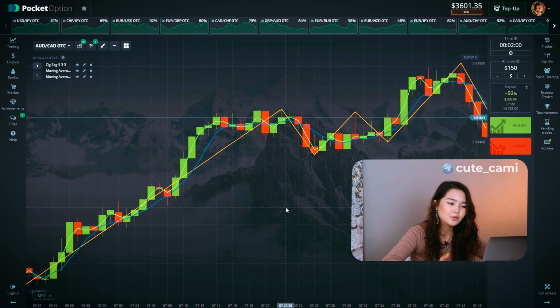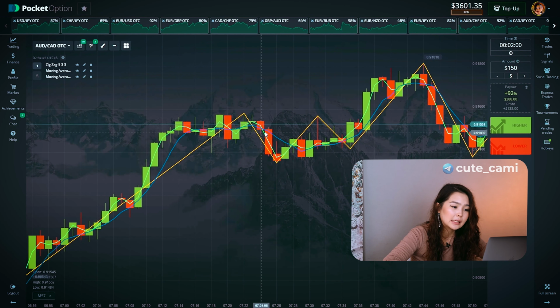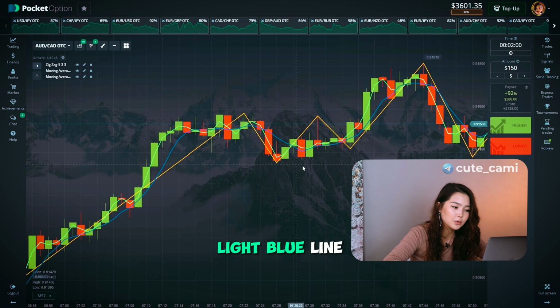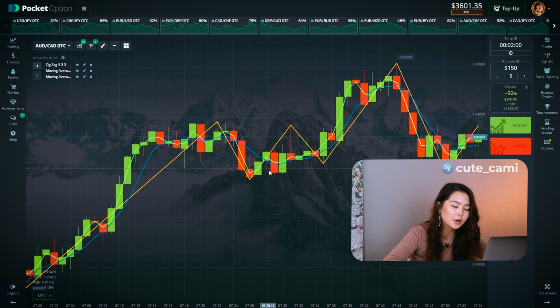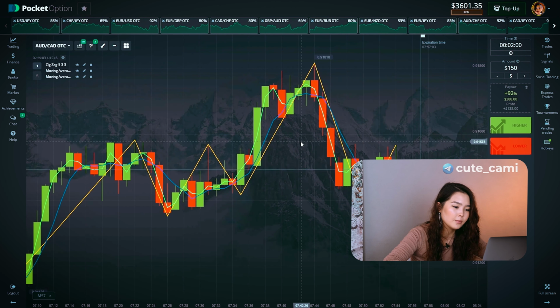So friends, how do you find the entry point in this strategy? Look, we first need to find the intersection of the 2 lines of the moving average indicators. Here, look, the light blue line crosses the blue line from the bottom up. And this is already for us the initial sign that we need to open a deal for higher.